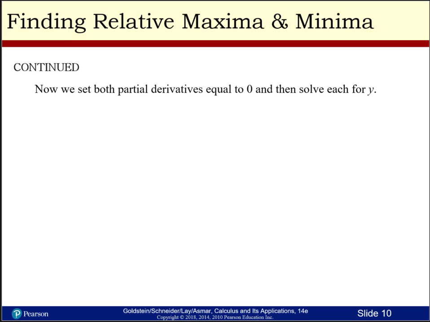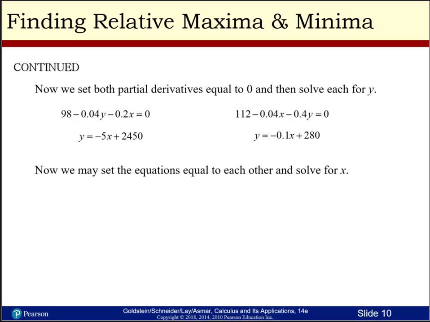Now we're going to set both partial derivatives equal to 0 and then solve each for y. So when we do that, we're going to get that y equals negative 5x plus 2450 and y equals negative 0.1x plus 280. Now we're going to have to set these two equations equal to each other and solve for x. So we're going to do that, and we will get that x equals about 443.